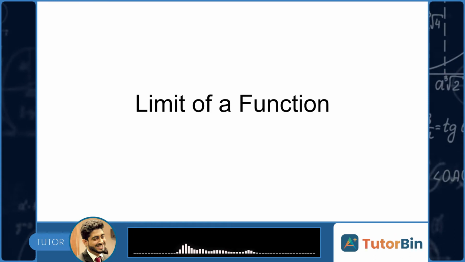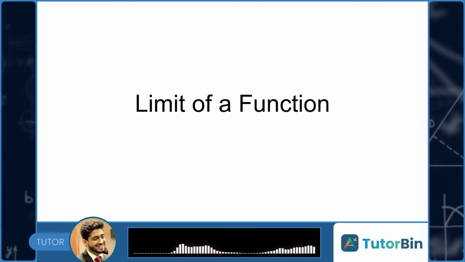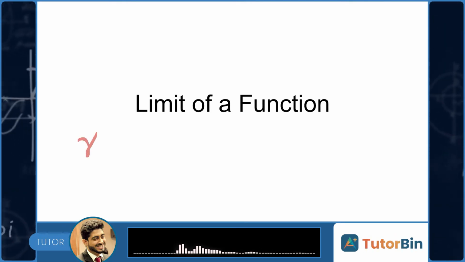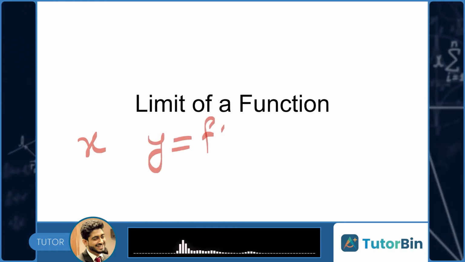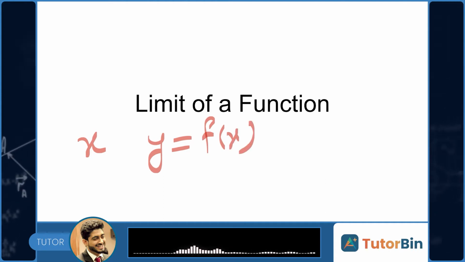What is a function? A function is basically a mathematical expression or an operation which takes some values of x in the form of input and gives values of y as output. So we can write it as y is a function of x, y equals f(x).